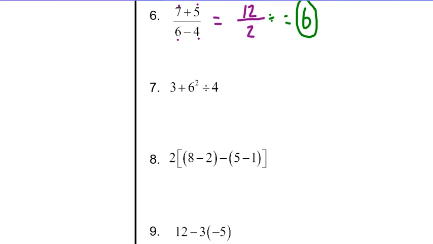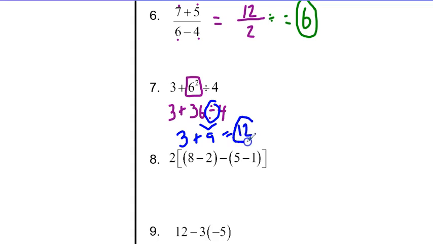Number 7, 3 plus 6 squared divided by 4. First off, we have to do the exponents, which is 6 squared. So we have 3 plus 6 squared, which is 36, divided by 4. We have to do the division before we do the addition. PEMDAS, division comes before addition. So we're going to do the 36 divided by 4 first, which is 9. Now we have 3 plus 9, which equals 12. So our final answer is 12.